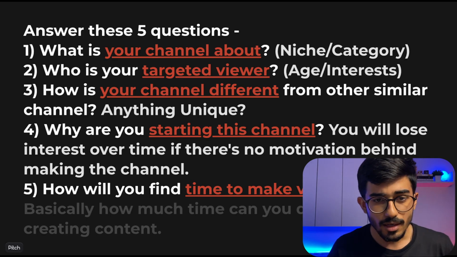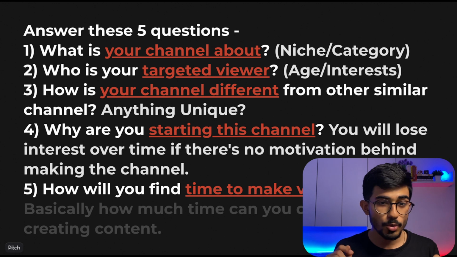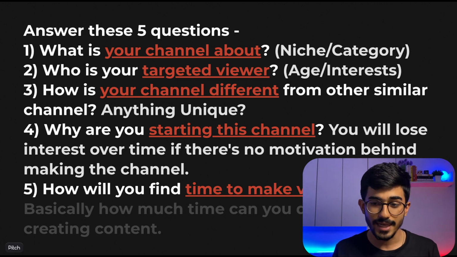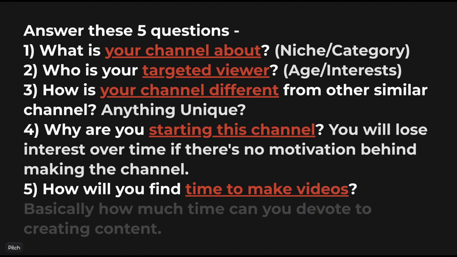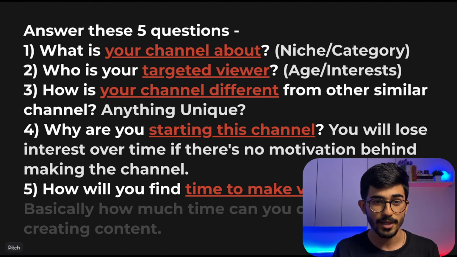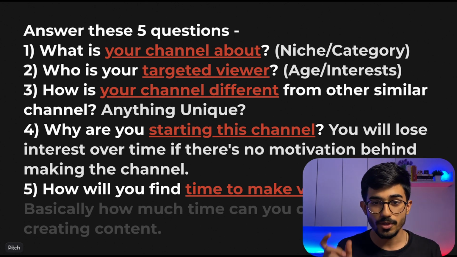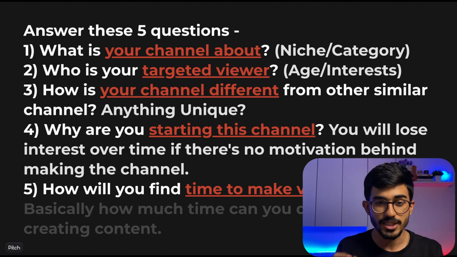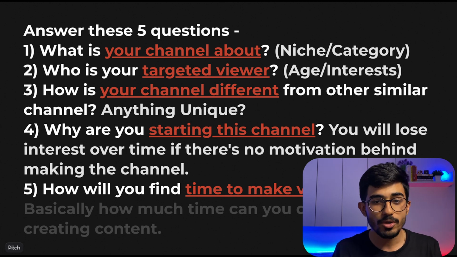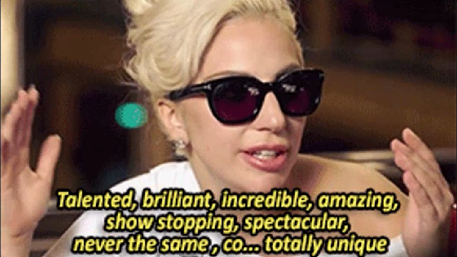Now, these are the 5 questions that you need to ask yourself. And I would highly recommend you guys to just note these things down or take a screenshot if you can. First thing, what is your channel about? Niche and category. This is the first thing that we talked about in the planning of the channel, right? The second thing is, who is your target audience or your targeted viewer, their age, interests, and try to be as specific as possible. Third is, how is your channel different from similar channels? What is the unique thing that you are providing?